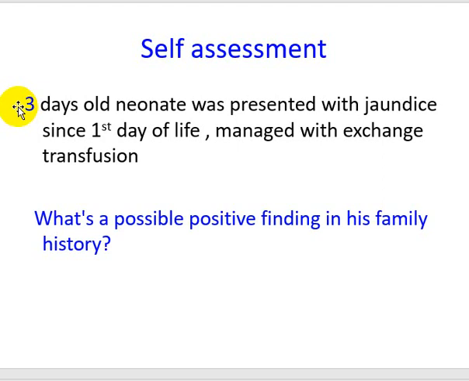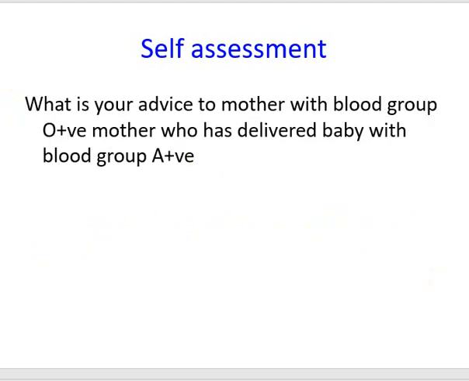And you can also answer this question. If you meet a 3 days old neonate with jaundice and the mother gave a history of jaundice starting in the first day of life, and this baby is in need of exchange transfusion, the exchange was done for him. The question is, what are the possible positive findings in his family history? This is another question. Again, simple, you can answer. What is your advice to the mother when she comes with blood group O positive and she delivered a baby with A positive blood group?